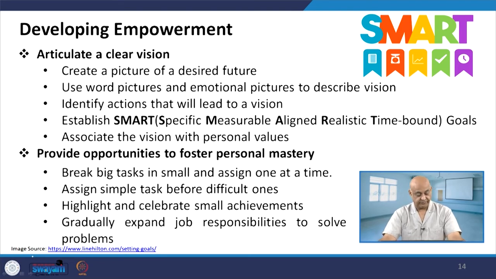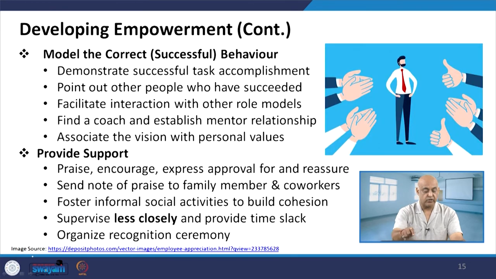And therefore, here we talk about how these job responsibilities will create solutions.